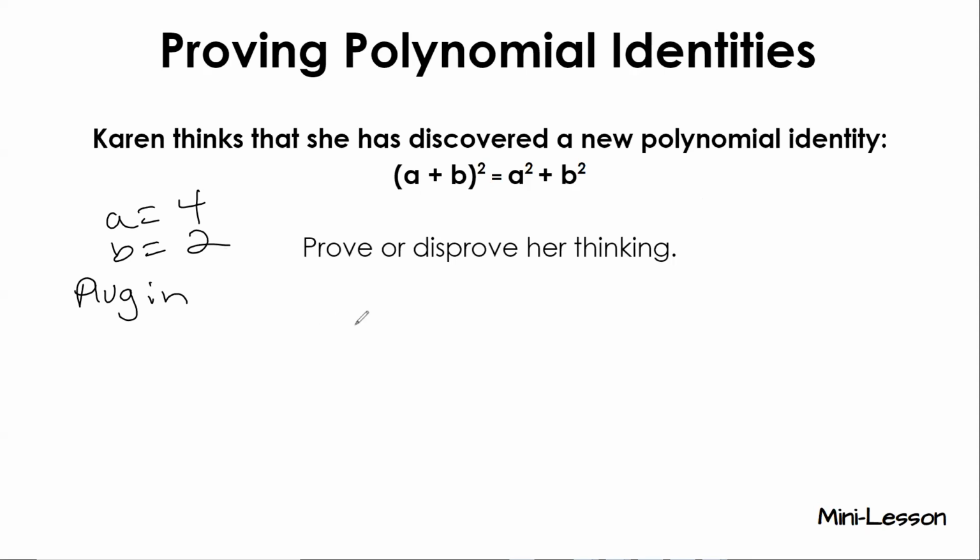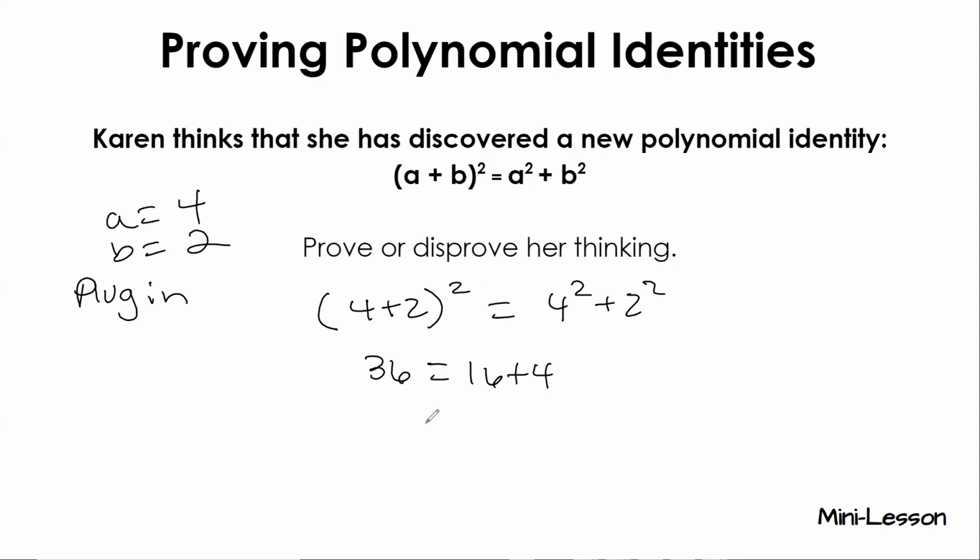So that's going to give me 4 plus 2, squared. And then over here, we're going to have 4 squared plus 2 squared. We're trying to see if these things work. So what's 4 plus 2? 6. 6 squared is going to give me 36. On this side, what's 4 squared? And then what's 2 squared? 16 plus 4 is going to give me 20. Are these equivalent numbers? No. Karen is wrong. Poor Karen.